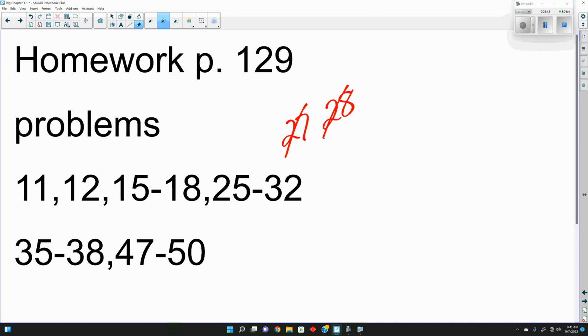35 through 38, convert each angle as a multiple of pi, so you're going from degrees to radians for 35, 36. 37, 38, you're going from radians to degrees. And then 47 through 50. 47, 48, convert each angle to decimal. So you're going from degrees, minutes, seconds to decimal form. And 49 and 50, you're going from decimal form to degrees, minutes, seconds. And that's it. So don't do 27, 28, but you will do the rest of those.